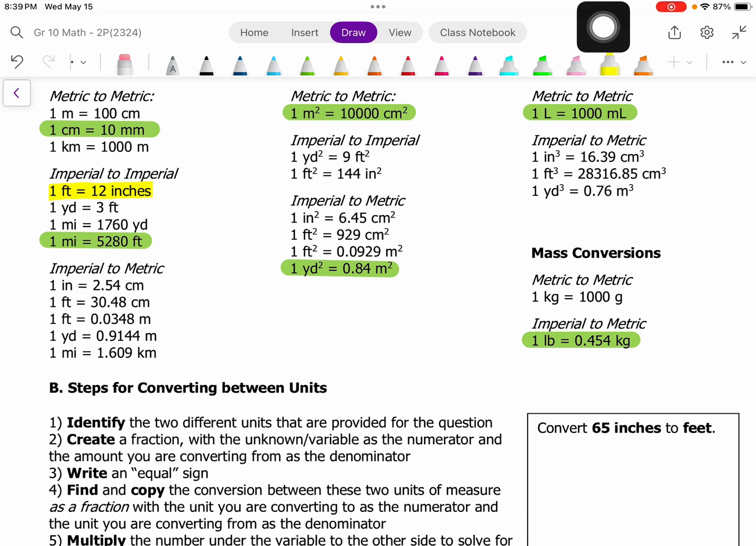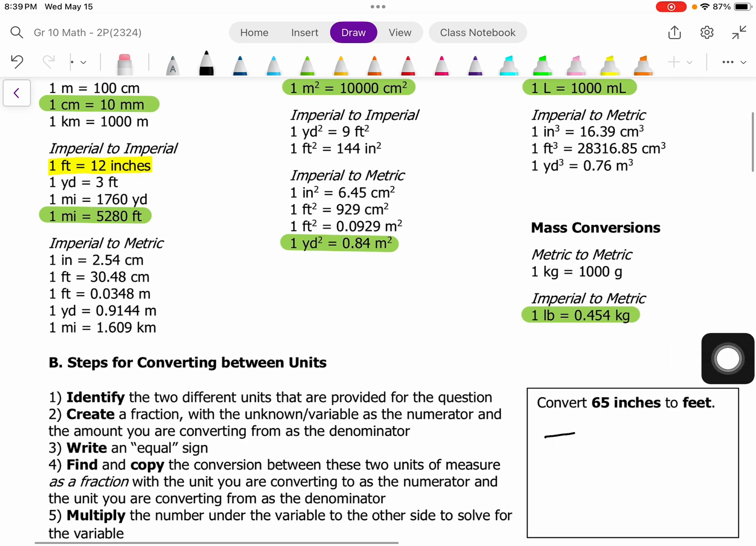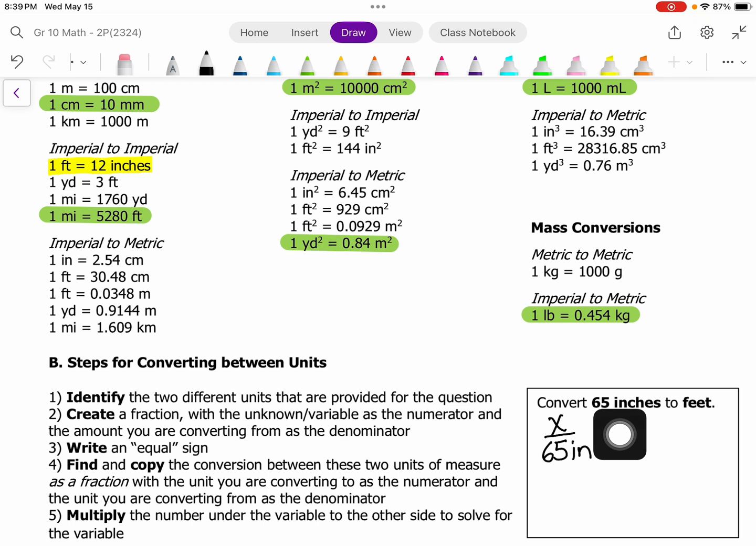Our solving is going to be similar to when we were solving unknown sides in similar triangles, where we always start with our unknown amount. Here, I want to figure out how many feet 65 inches is. The thing that I want to solve for is my variable. That's my unknown, and it goes on top. The amount I'm converting from, in this case 65 inches, goes on the bottom. That's our starting point for our first fraction. Where do we want to end up over our starting point?